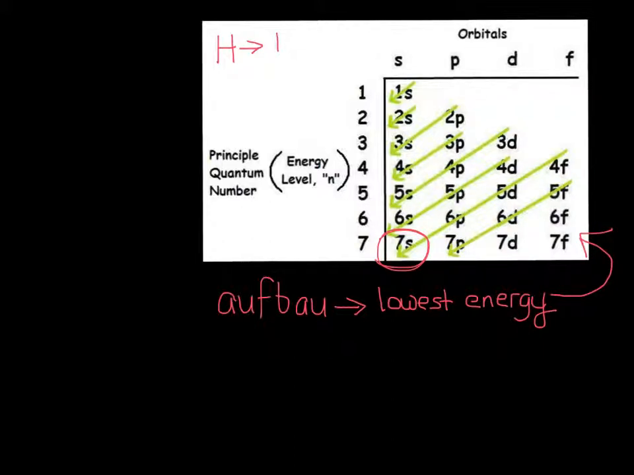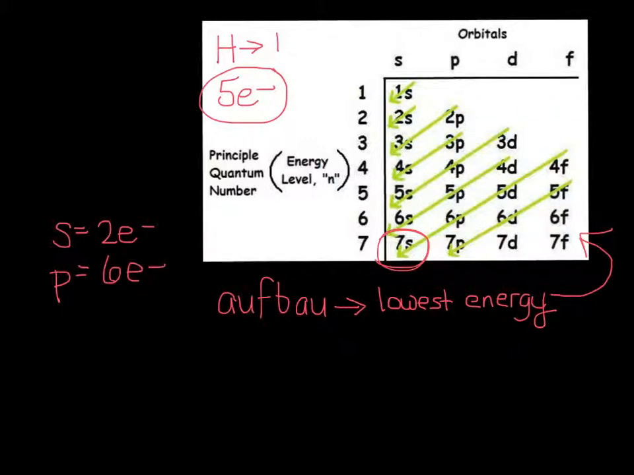In other words, if something has, let's say, 5 electrons, and we need to place those electrons, remember, going back for a second, that every S was a 1-bedroom apartment. It can hold 2 electrons. P was a 3-bedroom apartment. It can actually hold 6 electrons.